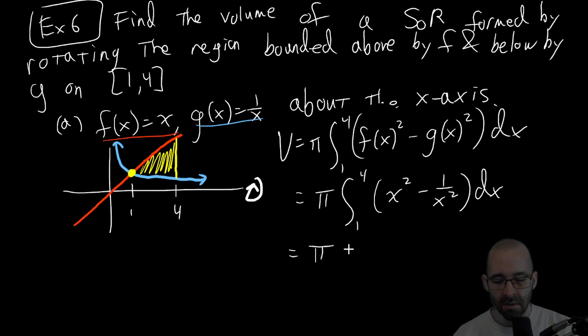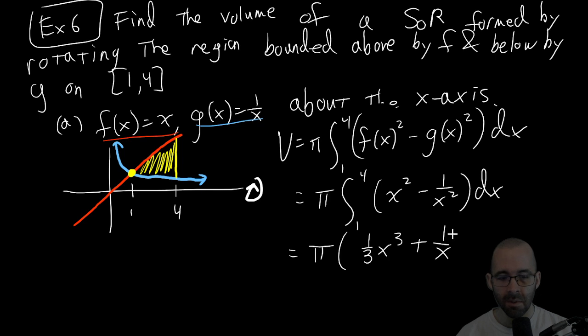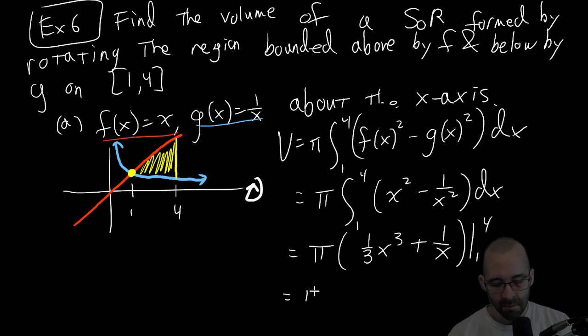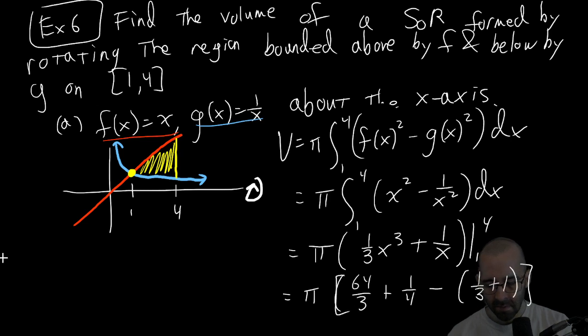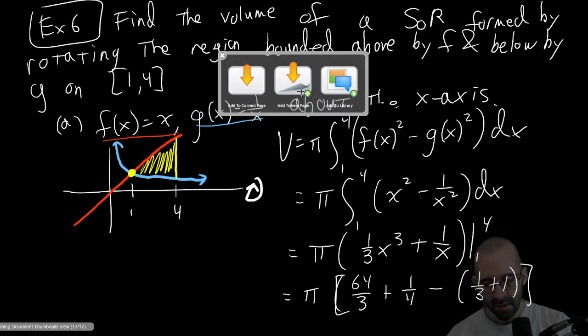I highly recommend you pause the video, complete this integral on your own, and see if we get the same answer. And we're going to get 1/3 x cubed plus 1 over x. We get that plus 1 over x from the power rule. Write this as x to the negative second. Evaluated from 1 to 4, or just pi times, this becomes 64/3 plus 1/4 minus 1/3 plus 1. And we'll have to simplify this a little bit.